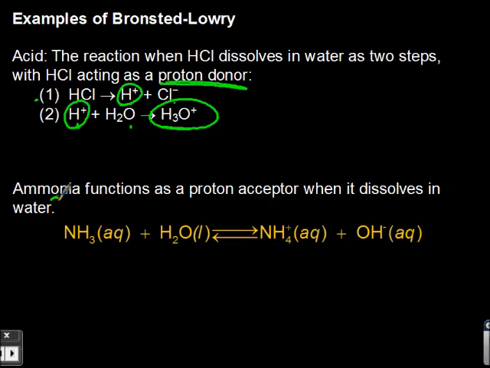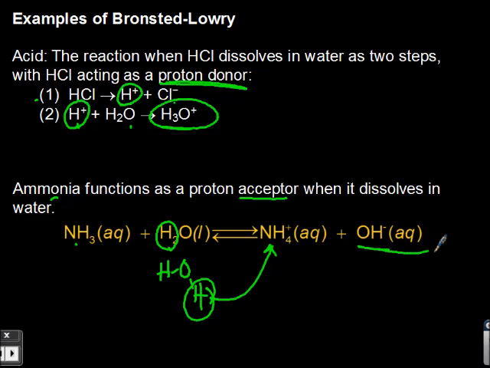Ammonia, on the other hand, is a proton acceptor because when it dissolves in water, it takes one of these protons. One of these is transferred to the ammonia, and I'm left with OH minus. So I still get my hydroxide ion, which is my basic ion, but it didn't come directly from the ammonia. It came from water. Yet ammonia is considered a base because it's a proton acceptor. It took this extra proton away from water to form the base.